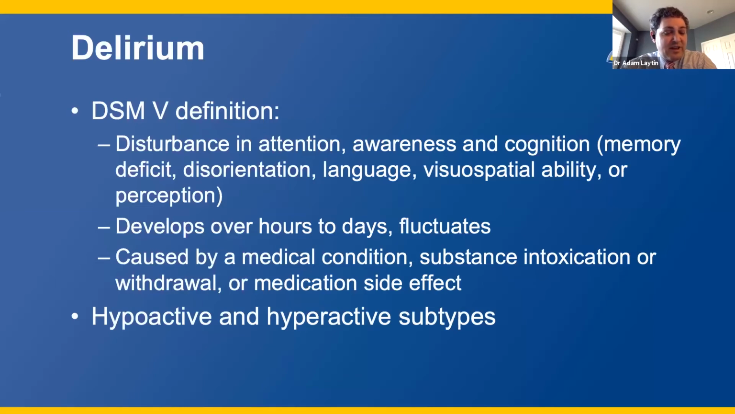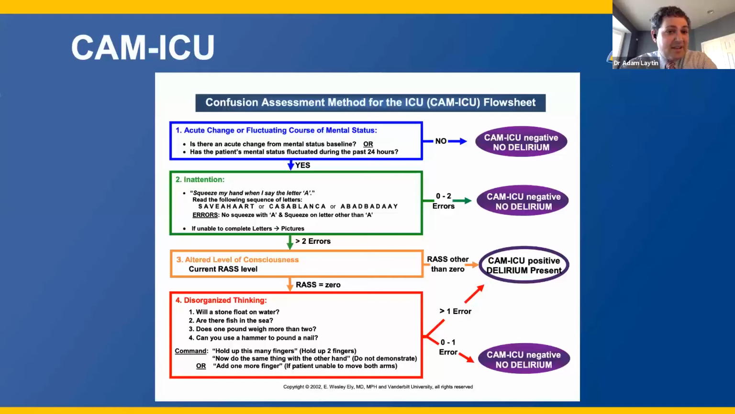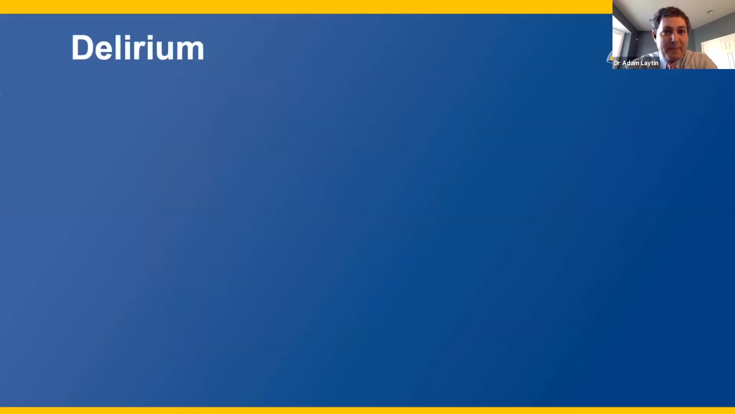And just as we used something like the behavioral pain scale to monitor pain and the RASS scale to monitor agitation, we can use something like the CAM-ICU scale to monitor for delirium in the ICU. These algorithms are easily available online, but having an objective way to determine whether or not your patient is actually delirious can be very, very helpful in guiding your management.